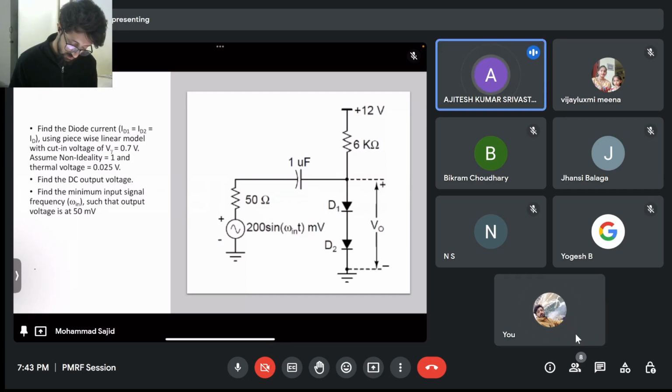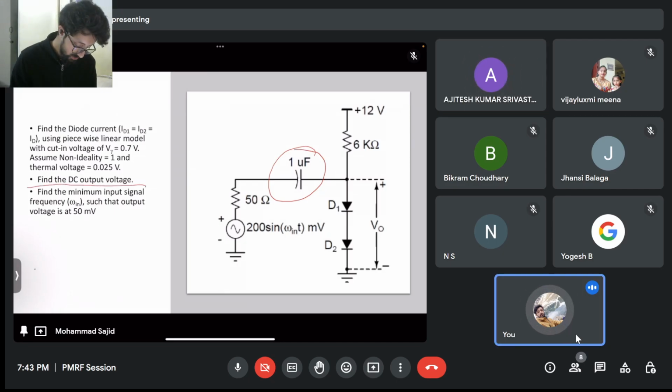Sir, the capacitor gets shorted and all the DC sources get grounded. And in case of D1, we are replacing it with RD, and V gamma is zero. Yeah, so you see the question here.